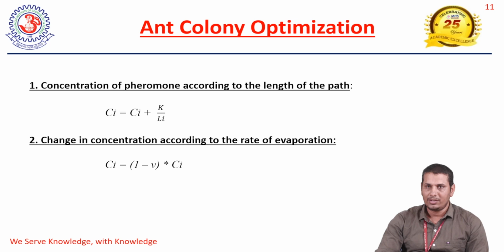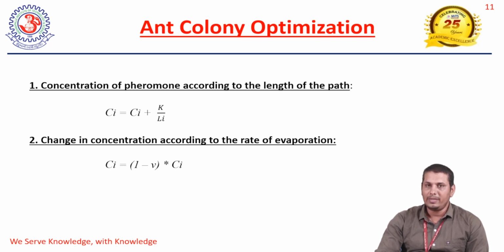So Ci, where C is the path or the weight or the distance that was already evaluated. Ci is equal to the amount already deposited, if I already traveled that particular path, plus k divided by Li. Here k is considered as a constant value, which can be 0, 1, 2, 3 and so on, and Li is the length of the path.